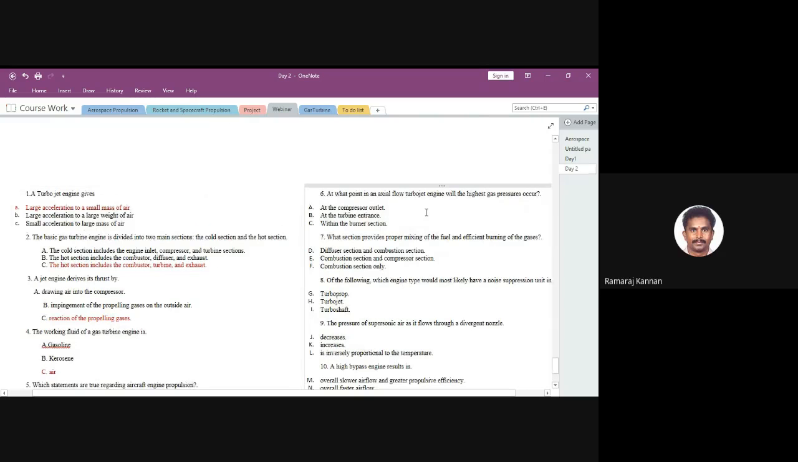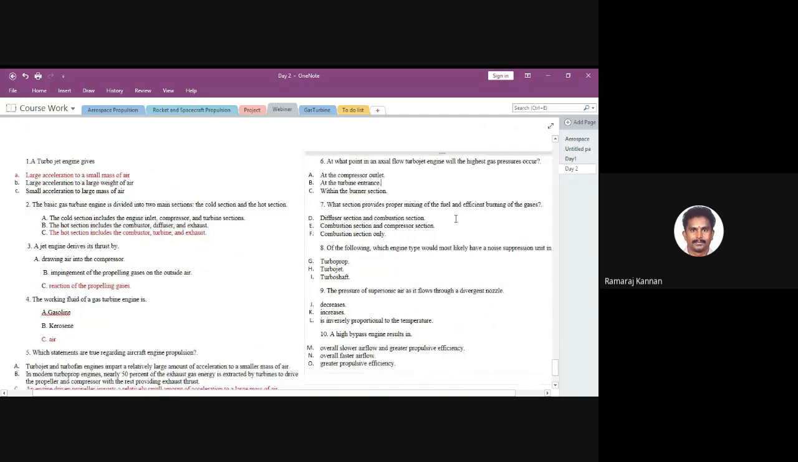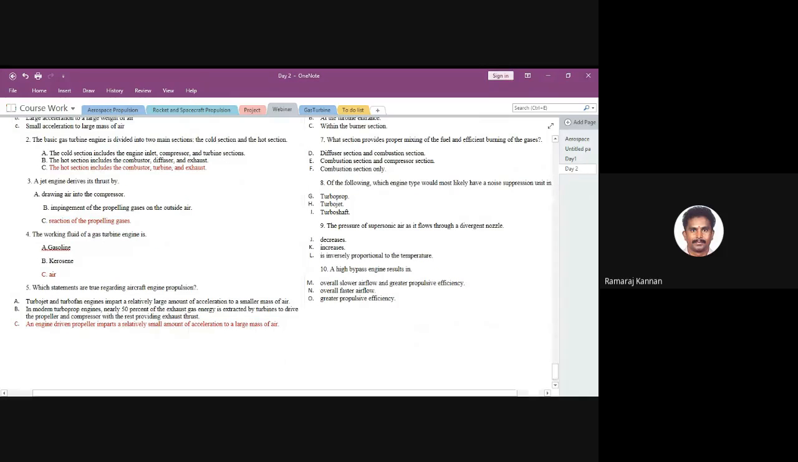Sixth question, at what point in an axial flow turbojet engine will the highest gas pressure occur? At the compressor outlet. What section provides proper mixing of fuel and efficient burning of the gas? Combustion section.